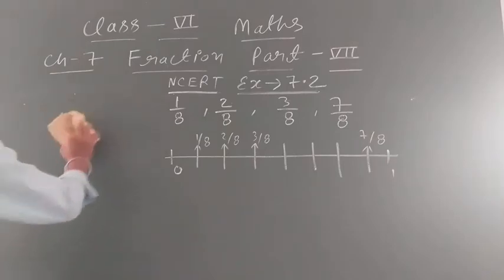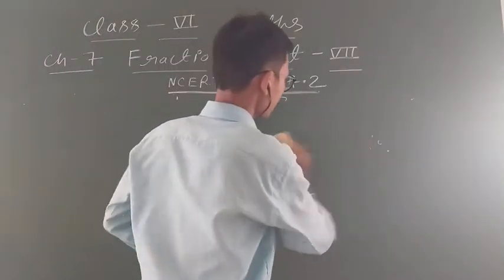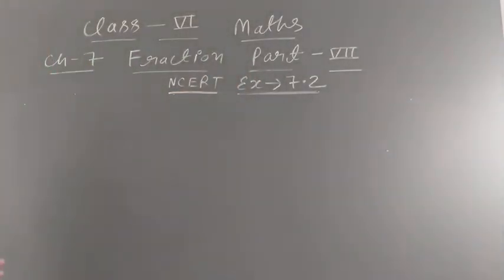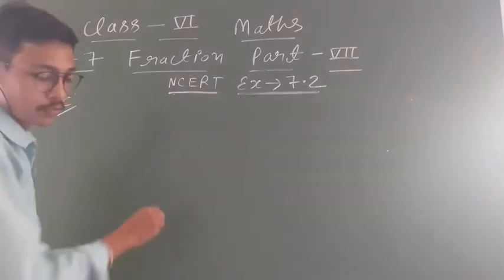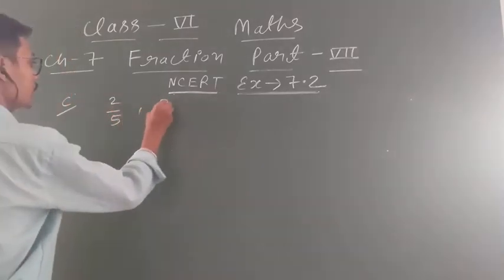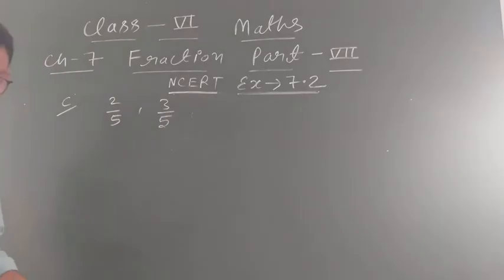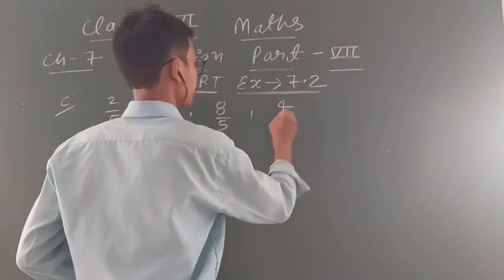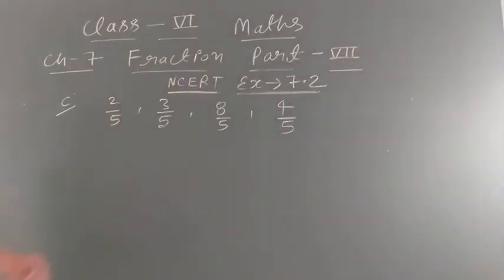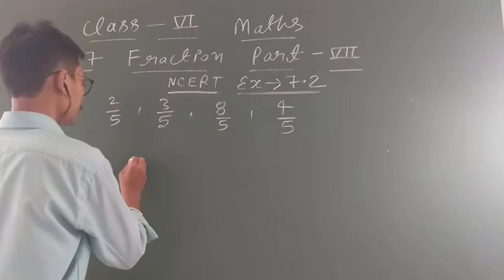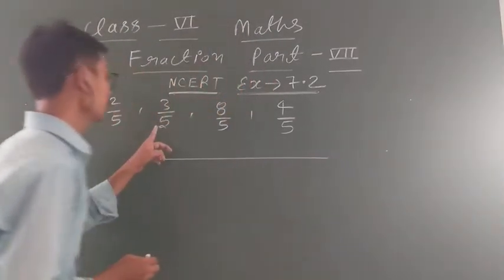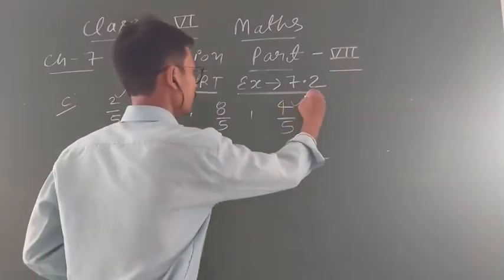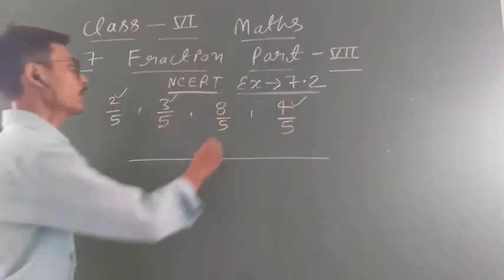Now come to the next question. The next C part also I will discuss, because I want to clear all the concepts based on this, student. Now C part. In the C part it is given 2 upon 5, 3 upon 5, 8 upon 5, 4 upon 5. It is given, student. Okay? Now the next thing is that in these, the numerator is less than the denominator, but in this one, student, the numerator is greater than the denominator.